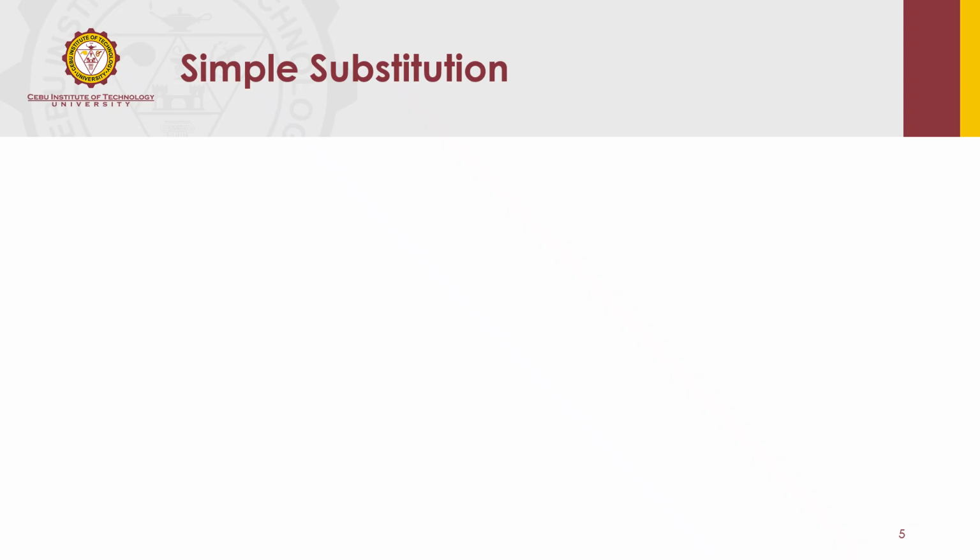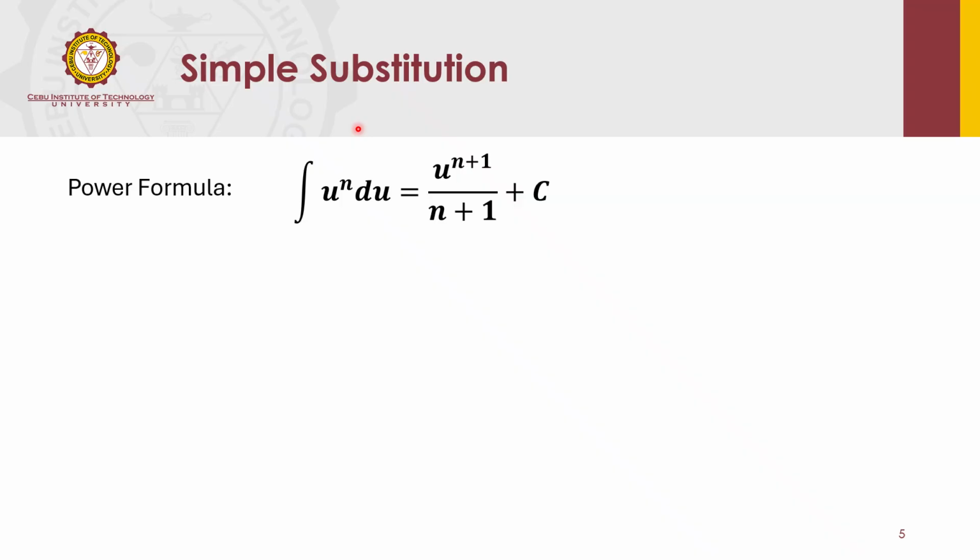So the first method of integration by substitution is what we call simple substitution, because there are other types later on. So we have here the power formula, which is basically the same as the part of the 5 basic integration formulas. We just replace x with u, and dx with du. So we get the same result.